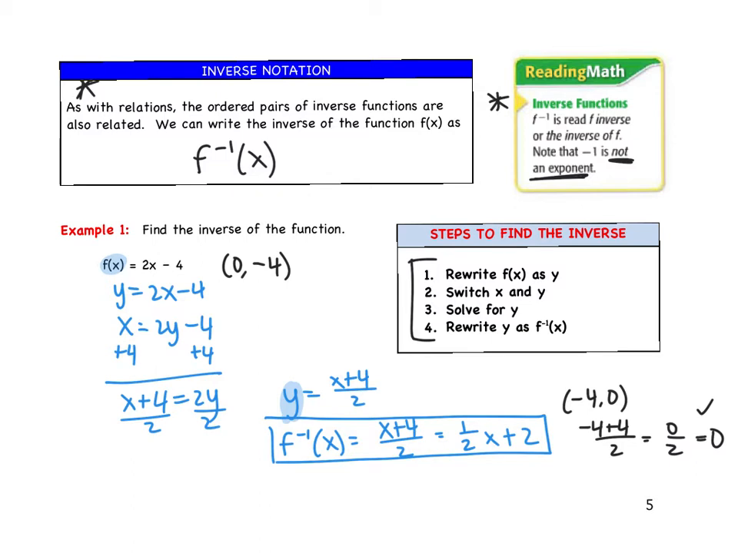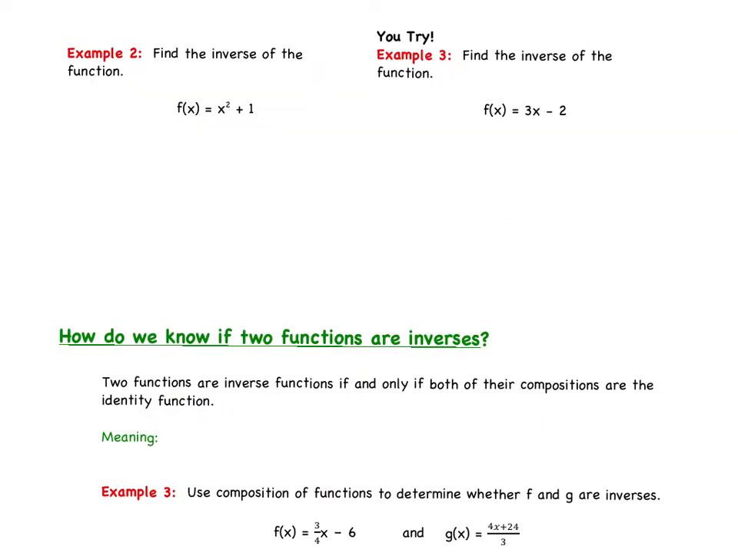We're going to do one more example together, and then you all will do one on your own. So let's flip the page. Example 2, it says find the inverse of the function. First step, f of x becomes y. Then we flip x and y.